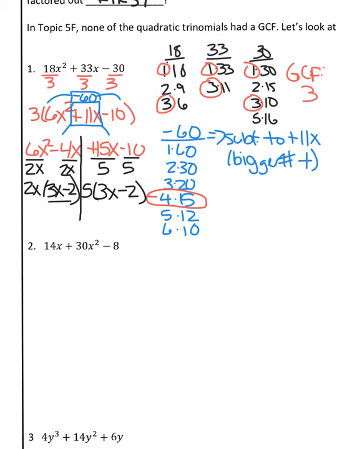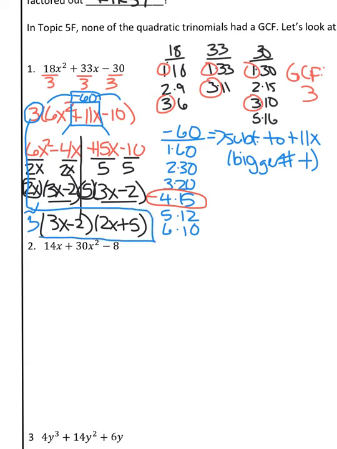All right, so these two are exactly the same, right? So that's 3x minus 2. We take the first two terms, we put those together, right? So that's 2x plus 5 because it's positive. And then we need to remember this guy up here, right? This 3 out front needs to be part of our final factored answer. So our final answer here is 3 times 3x minus 2 times 2x plus 5.